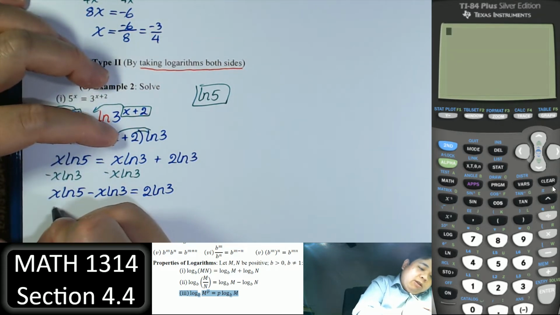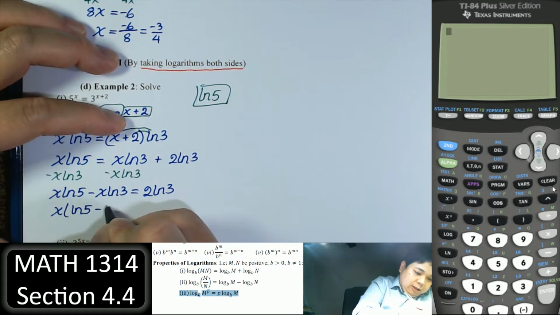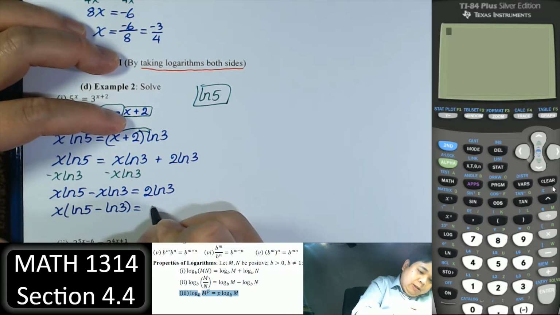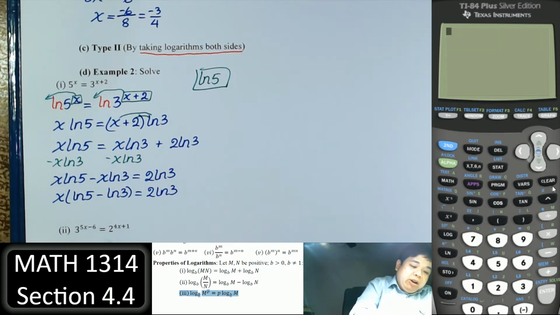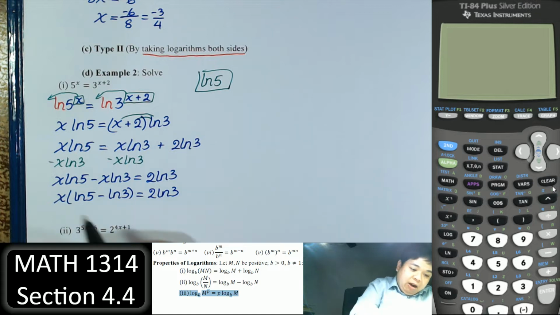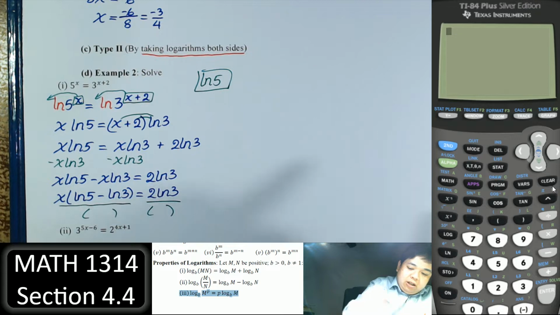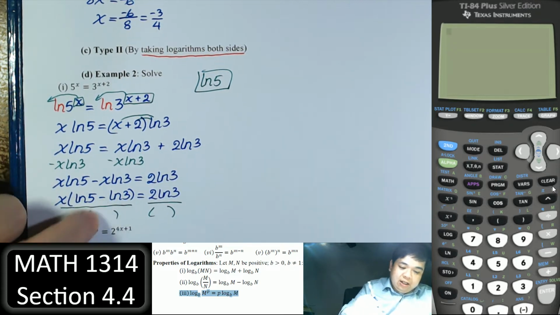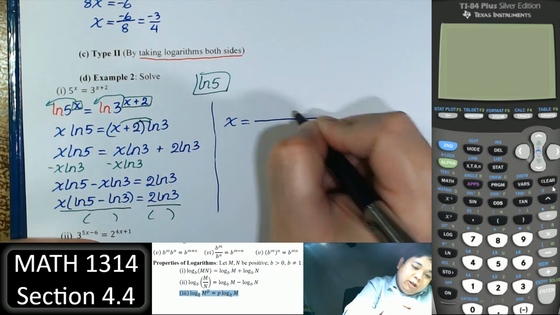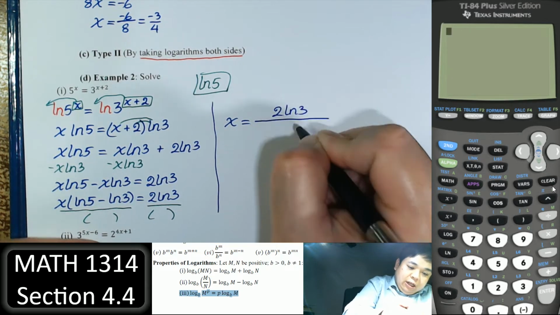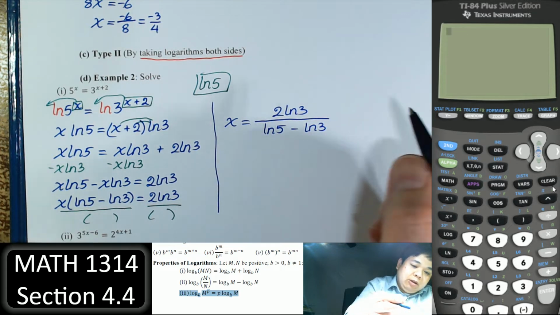And I can factor out the x. And here we just divide by ln of 5 minus ln of 3 on both sides. So if we divide by the parentheses on both sides, whatever that is, we should have x equal to 2 ln of 3 divided by ln of 5 minus ln of 3. Right, so that is the answer.